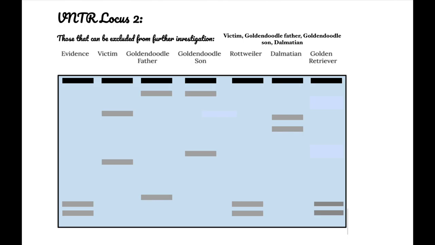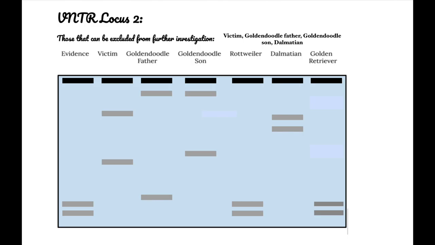The Dalmatian was not a match this time. The golden retriever, however, was an exact match to the alleles at locus 2. The Rottweiler and the golden retriever both had profiles that were consistent at locus 2 and could have left the evidence at the crime scene.